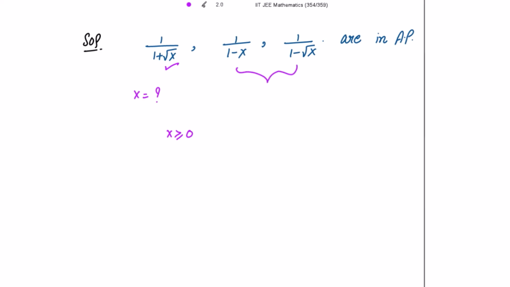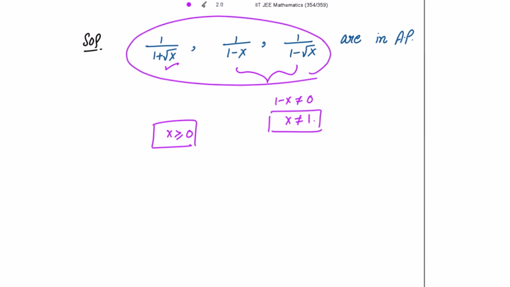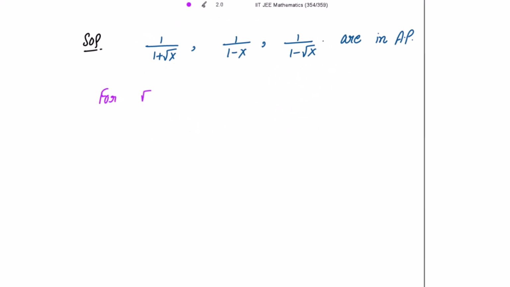For these two terms to be defined, 1 minus x should not be equal to 0, that is, x should not be equal to 1, right? So for these two conditions, these terms are defined, right? So let's write this. For root x to be defined, we must have x greater than equal to 0.